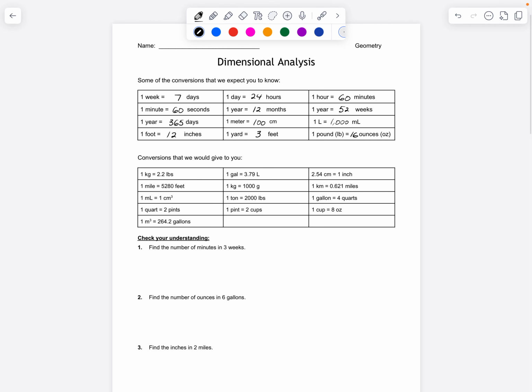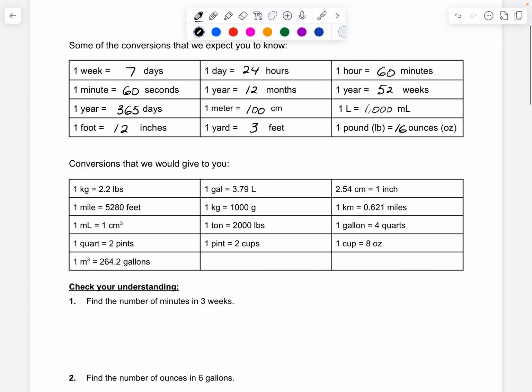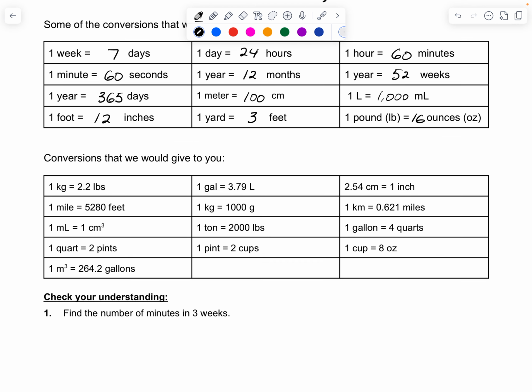In this video, I'm going to go over some notes using dimensional analysis. We have in these tables here some of the conversions that we would hope that you would know or you can learn. Like, hopefully you know 60 seconds in 1 minute. And then also there's a conversions table, probably ones that we would give you because we don't expect you to memorize these.